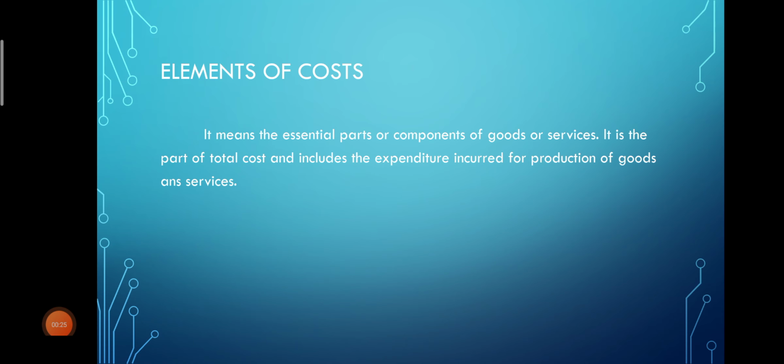Now, the first term in classification of cost is elements of cost. Elements of cost is a part of total cost and it includes the expenditure which is required for production of goods and services. Okay, the expenses which are incurred for production of goods and services are called elements of cost.